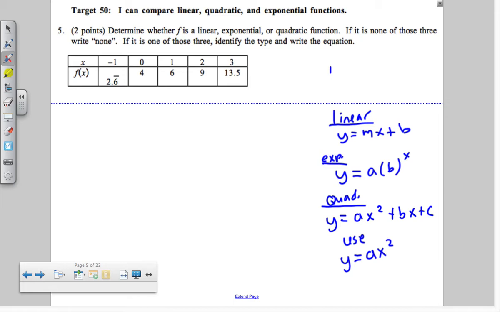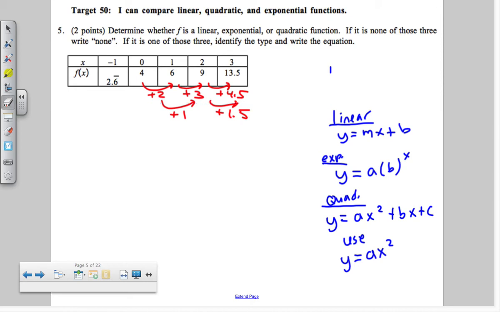So for number 5 here, I might start by looking at the differences. From 4 to 6, that's an increase of 2. From 6 to 9, that's an increase of 3. I'm getting these differences by subtracting. This is an increase of 4.5. So right away, since those aren't the same, I've eliminated the chance of this being linear. Since I've got that, I might look at the second level of differences. This is 1 more, this is 1.5 more. Since those are not the same, I've ruled out quadratic. So it must be either exponential or none, right?